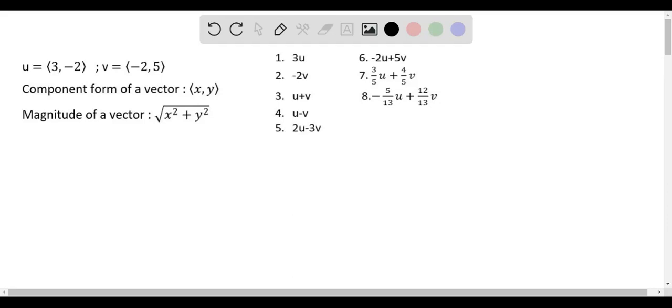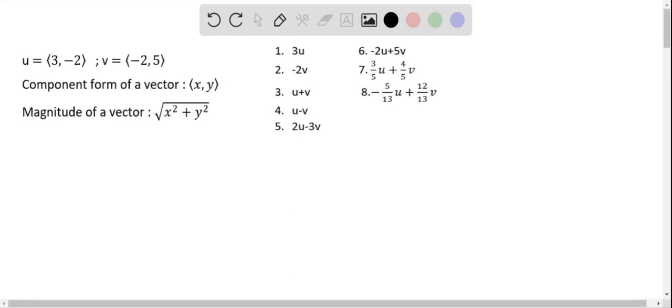We now determine the component form as well as the magnitude of each of these 8 given vectors. When the vector u and vector v are given as these vectors, vector u is written in component form as ⟨3, -2⟩, and vector v is written in component form as ⟨-2, 5⟩. Notice that the component form of a vector is given like this.